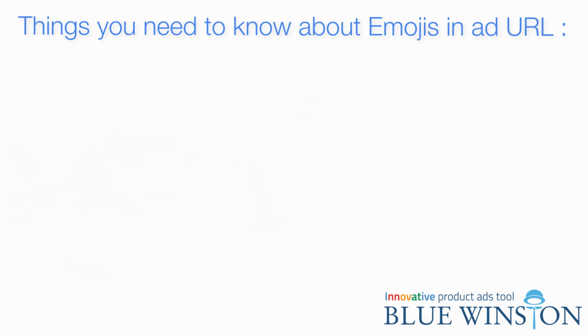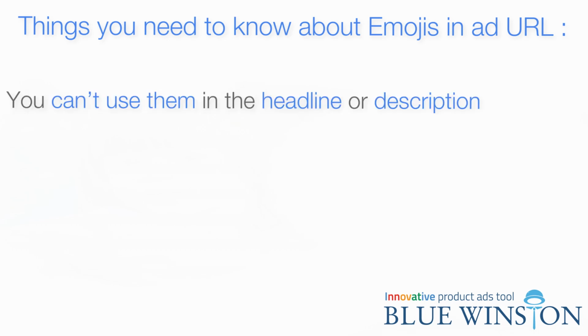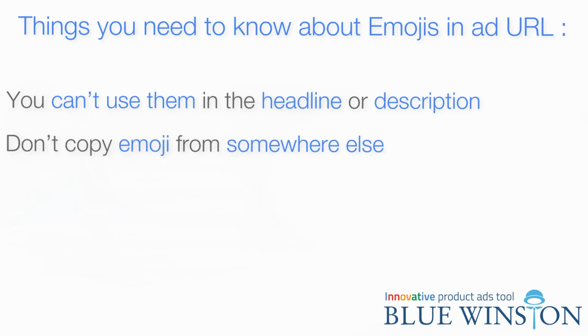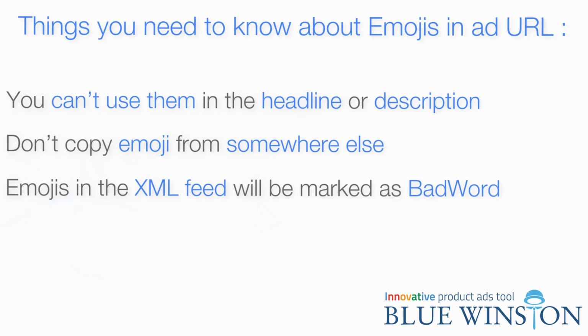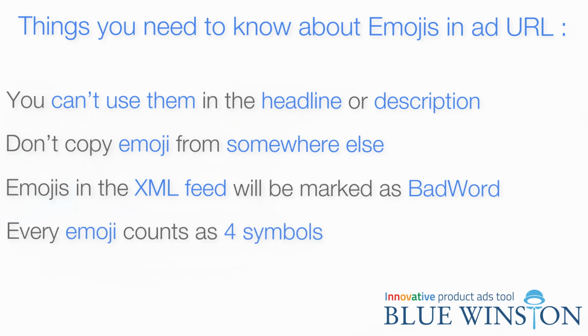Things you need to know about emojis in the ad URL. You can't use them in the headline or description. Don't copy emojis from somewhere else, as some errors can occur. If you have an emoji in your XML product data feed, it will be directly marked as a bad word. Every emoji counts as 4 symbols.